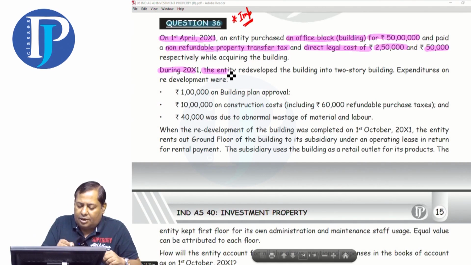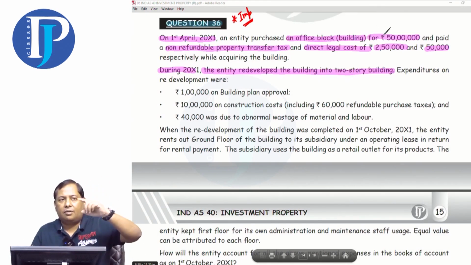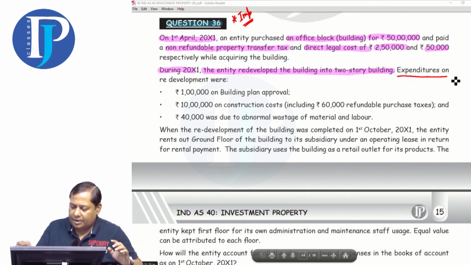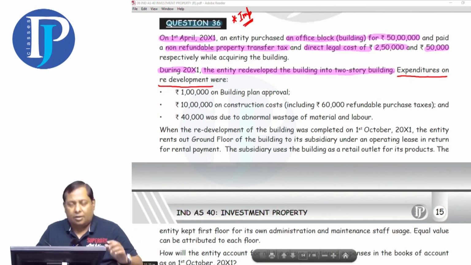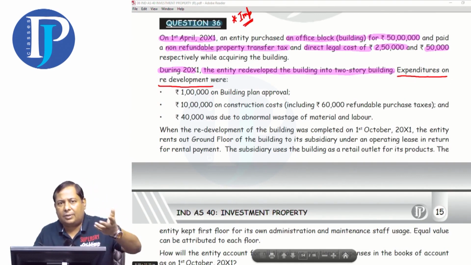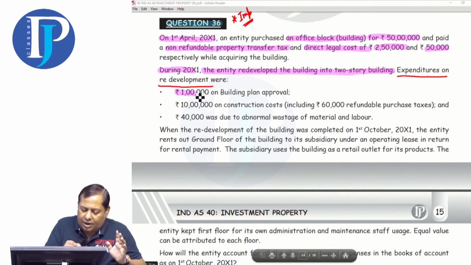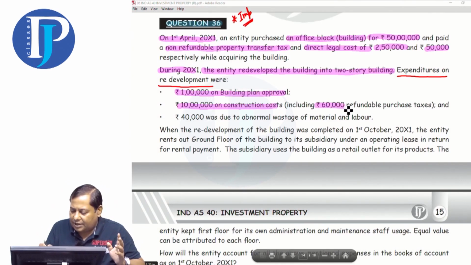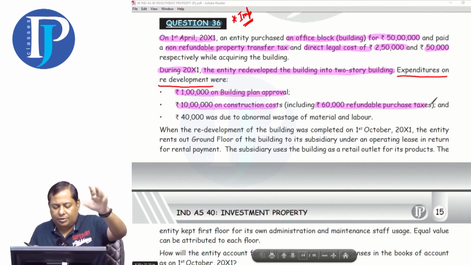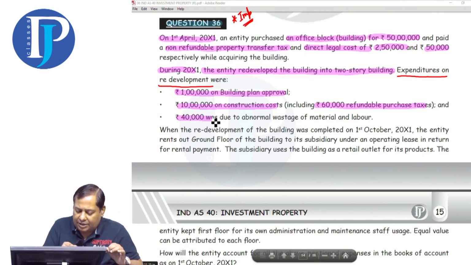During X1, the entity has redeveloped the building converting it into a 2-story building. It's a double-story building, ground floor and first floor. They are telling the expenditure for redevelopment. Redevelopment or renovation is a capital expenditure and will be capitalized. 1 lakh for building plan. 10 lakhs construction costs includes 60,000 refundable tax, which should not be included in cost. It would be 9 lakhs 40,000. Spend 40,000 rupees.